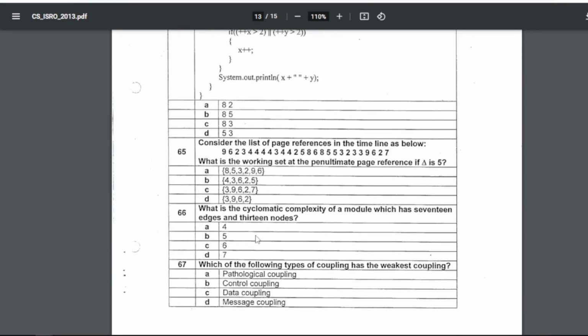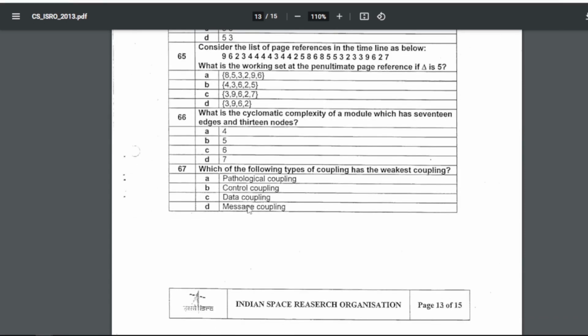Question number 65 is, consider the list of page references in the timeline as below, right? What is the working set at the penultimate page reference if delta is 5? So for 65, if you solve this, you will get the answer as D, that is 3962.